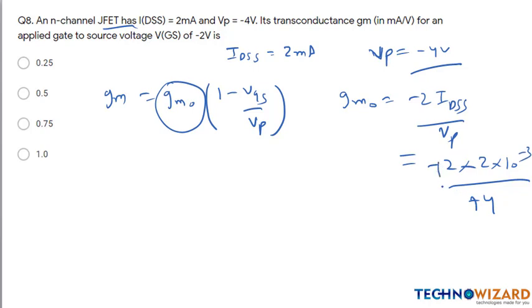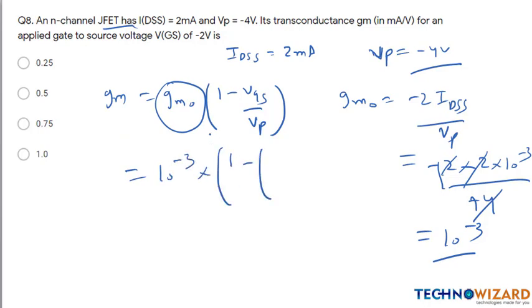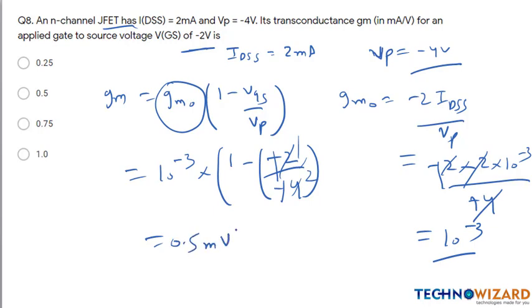Minus and plus cancel, and 2 into 2 is 4, which cancels with 4, leaving 10 to the power minus 3. So gm0 will be 10 to the power minus 3. I am putting the value in the formula for gm: 10 to the power minus 3 into (1 minus VGS, which is given as minus 2 volt in the question, upon VP, which is minus 4). Minus 2 and minus 4, the minus signs cancel. 2 upon 4 is 1 by 2. 1 minus 1 by 2 is 0.5. That is 0.5 milliampere per volt. Therefore, option B is the correct answer.